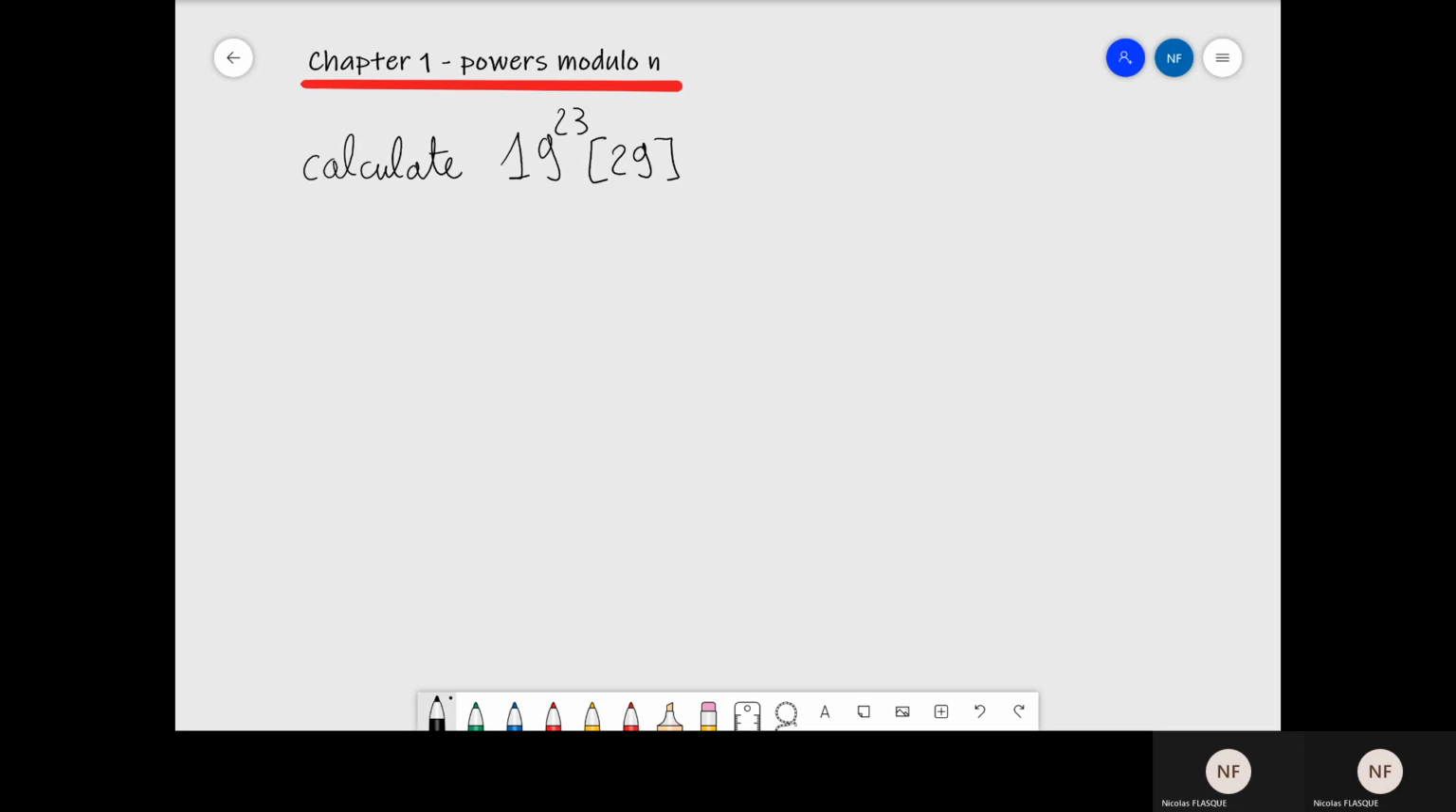That would mean that we start from 19, then calculate 19 squared modulo 29, which would give us a value which is between 0 and 18. And actually, 19 squared modulo 29 is equal to 13. So let's go on from this value.